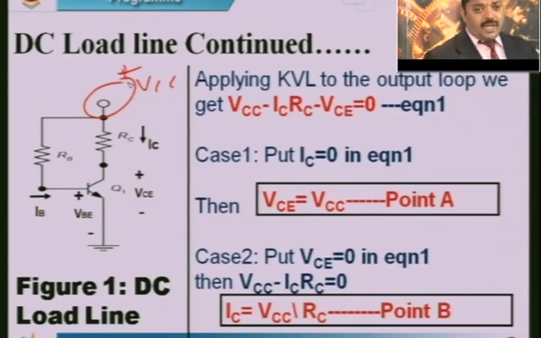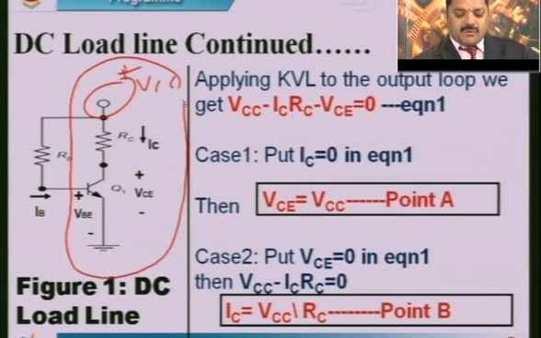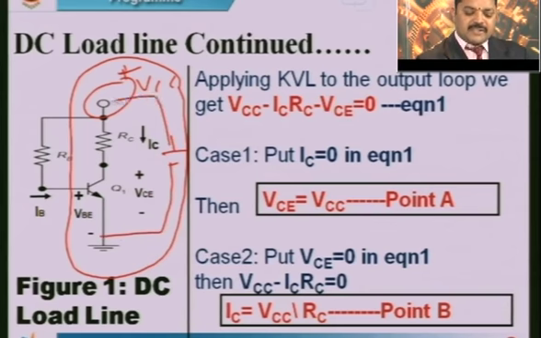Now, how to draw the load line? To draw the load line, we must apply Kirchhoff's voltage law to the output loop. What is the output loop here? The output loop starts from this plus VCC, and the negative terminal of VCC is connected to the ground, positive is connected to this point. So, this loop is called the CE loop or the output loop of a BJT.